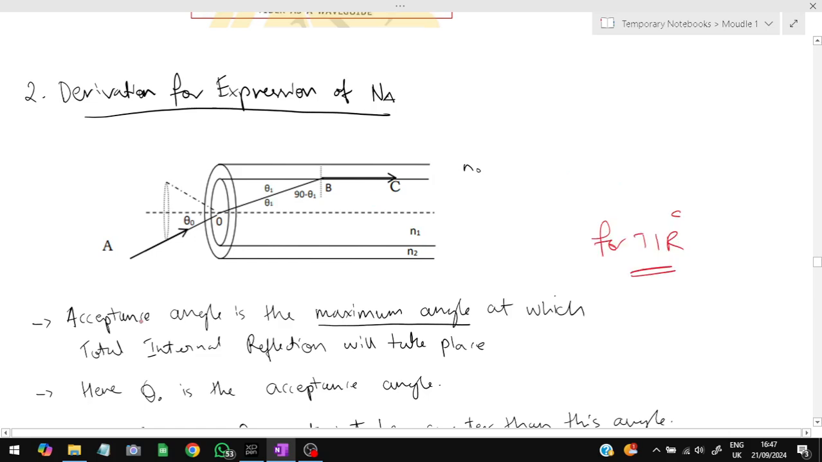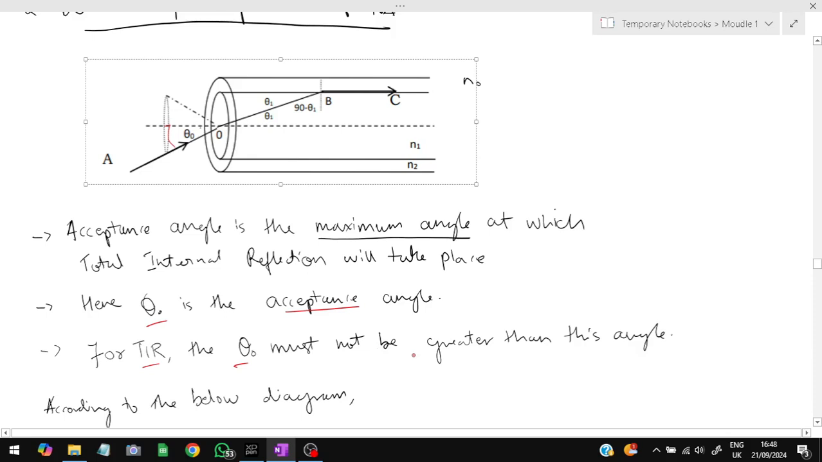So what is the acceptance angle? It is the maximum angle at which total internal reflection will take place. If it's a bit more, suppose light came from here at this angle, then total internal reflection will not happen. It will pass and be absorbed, it will go inside. For internal reflection to happen, this angle should be reduced, like this light will come and go like this. You got my point. So the maximum angle is this one, and lesser than this will be accepted for total internal reflection. Theta naught is the acceptance angle for TIR.